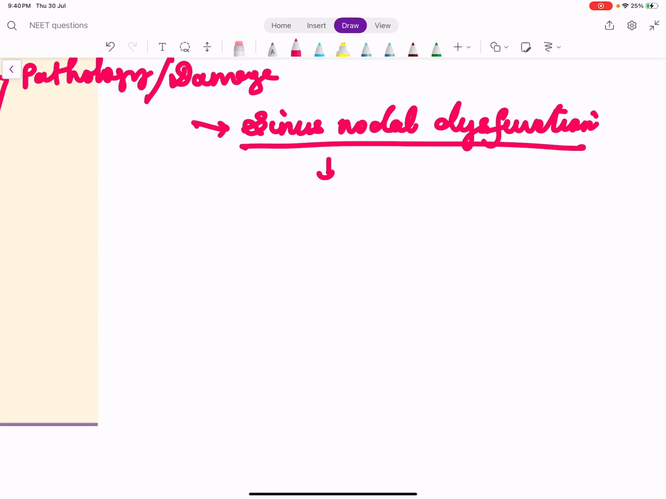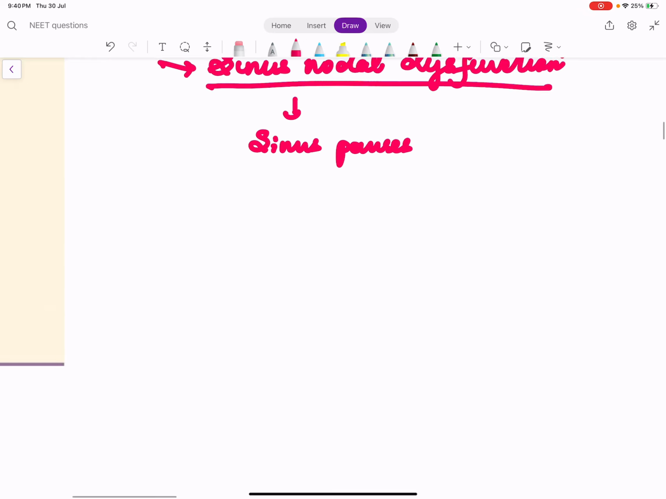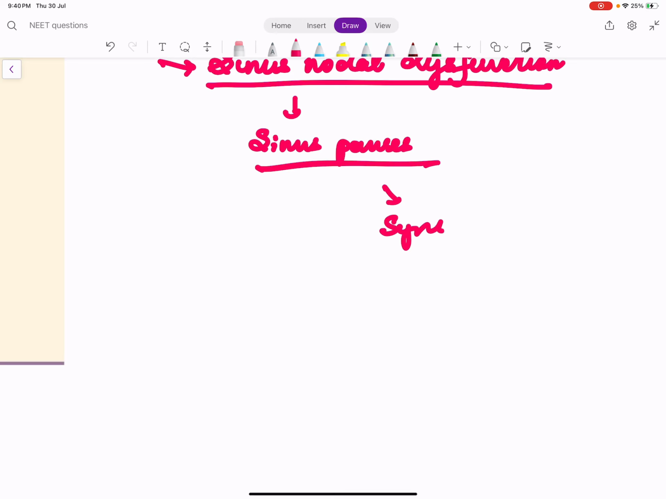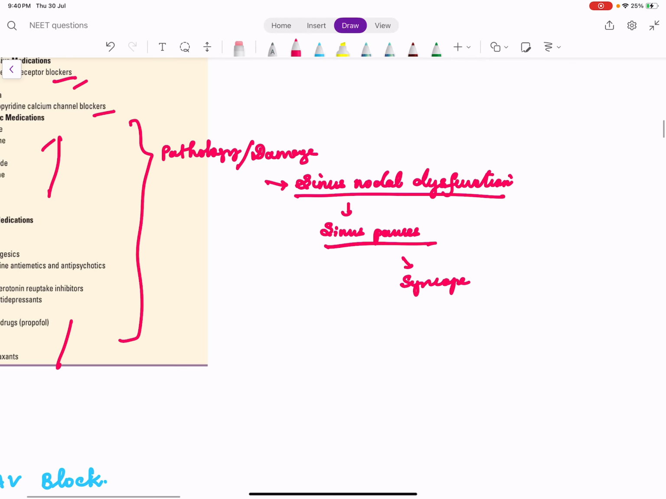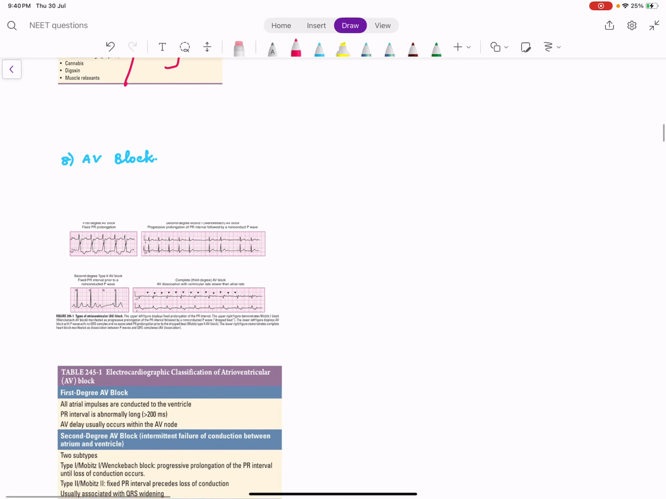So how does sinus nodal dysfunction manifest? The P wave does not generate a rhythm. So there can be something called as sinus pauses. A normal heart rate or a normal rhythm will be there. Suddenly P wave will be absent. Because there is no SA node stimulation, P wave will be absent. So that is sinus pauses. So patient can have syncope and fatigue. So this is about sinus nodal disease. So this can come as a clue.